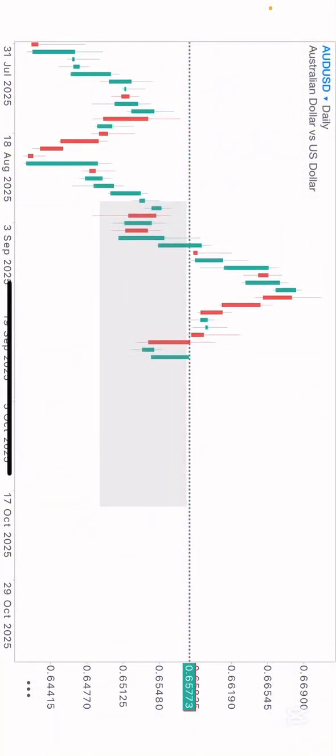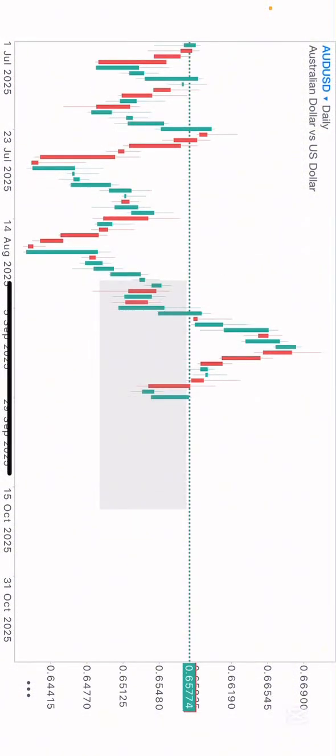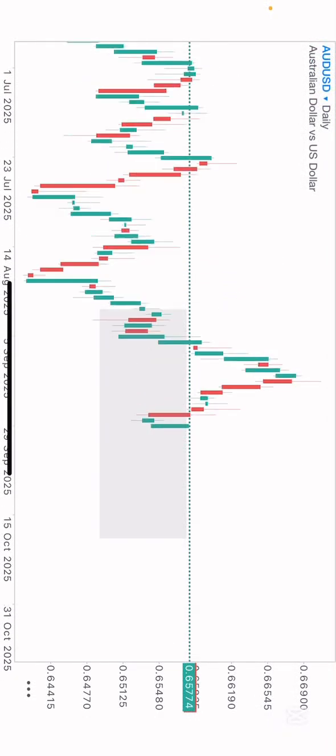Let's go to the daily time frame. So we are not going to adjust it. Okay, we are in the daily time frame right now. All right, so what do you see? What do you see on this time frame?